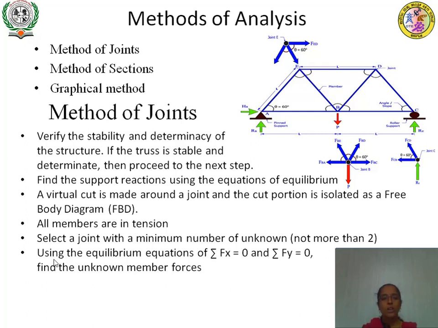Using the equilibrium equations sigma fx equals 0 and sigma fy equals 0, find the unknown member forces. Once you apply these equations of equilibrium, you will be finding the forces in these two members. Next, you have to select a joint in such a way that only two unknown members are there. After C you cannot jump to B because three unknowns are there. The next consideration is joint D, wherein you can have two unknowns.